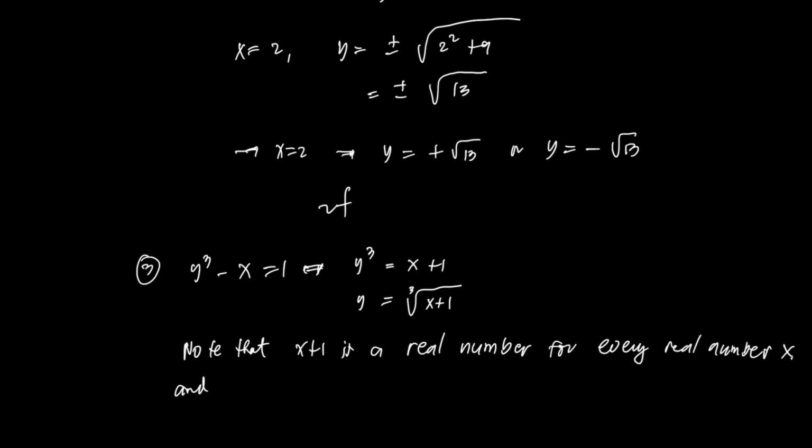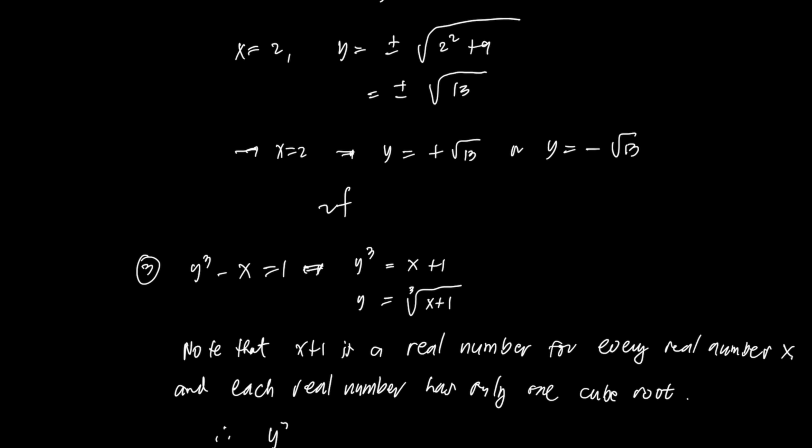And each real number has only one cube root. So therefore, the association is unique. So therefore, this y cubed minus x equals 1 is a function.